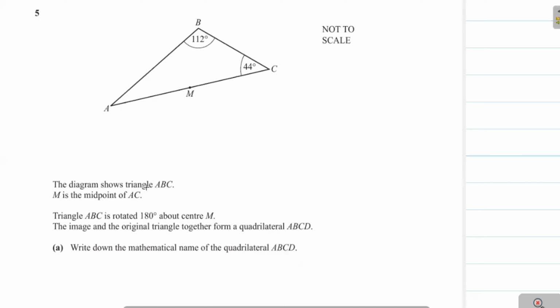Question 5. The diagram shows triangle ABC. M is the midpoint of AC. ABC is rotated 180 degrees about center M. The image and the original triangle together form a quadrilateral ABCD. Part A, write down the mathematical name of the quadrilateral ABCD.